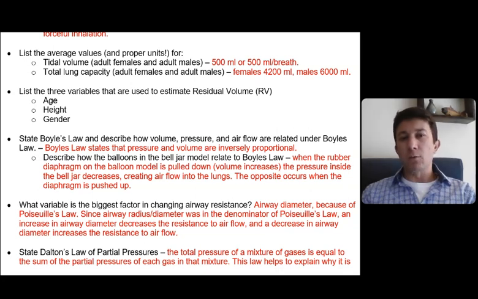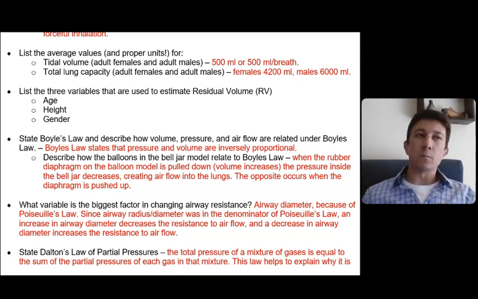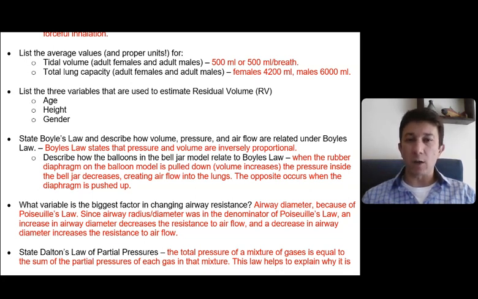We mentioned a moment ago the three variables that are used to estimate residual volume, because residual volume is the amount of air that remains in the lungs even after a forceful exhalation. So this is a value that's not easily measured, but instead we have to estimate it using equations that take into account these three variables: gender, age, and height. So I'm not asking you to commit the equations to memory, but I do want you to understand the variables that are going into estimating residual volume or calculating residual volume.